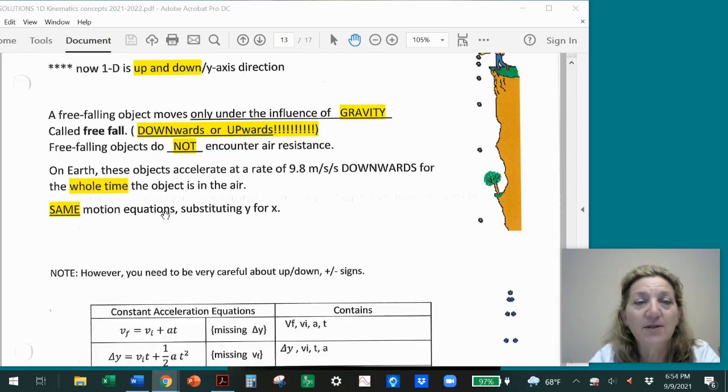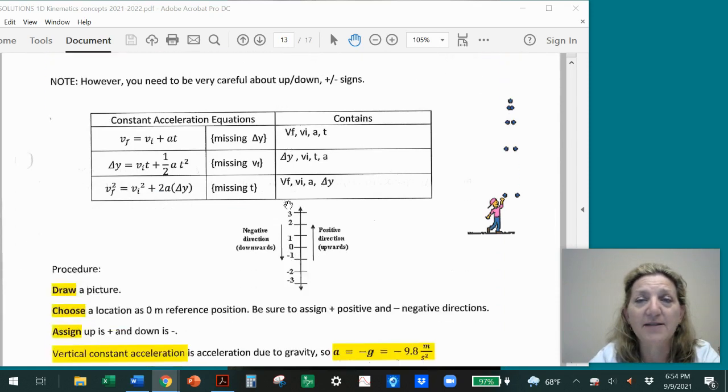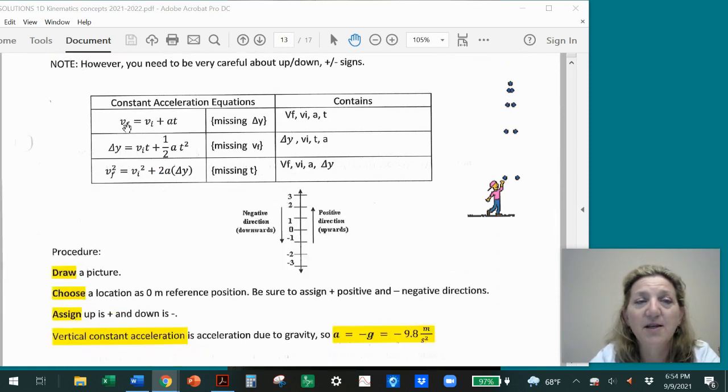So we're going to have the same motion equations. We're substituting y for the x. So let's plug those in, and we see that here we have v final and v initial, but now they're y direction velocities. We are missing delta y in that equation. In this equation, we have a displacement in the y direction, delta y.